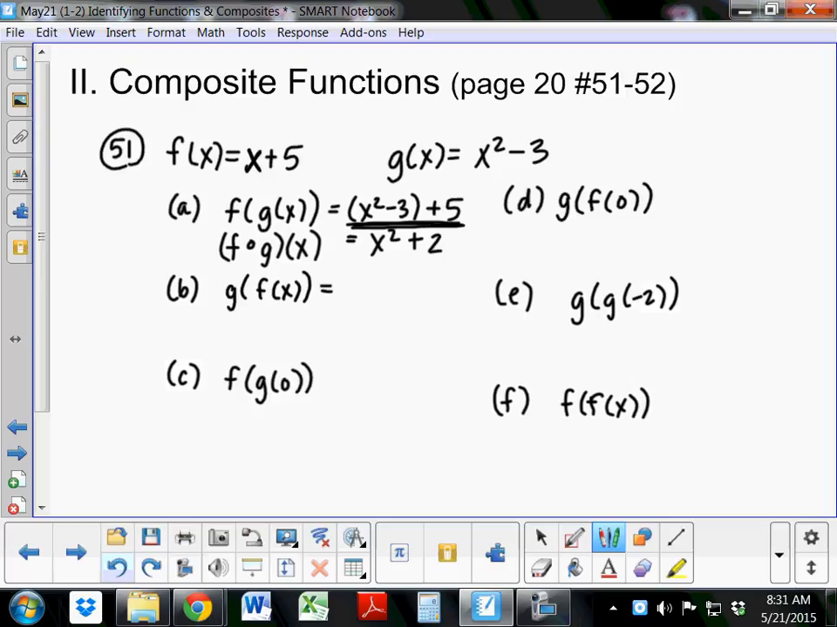When you put in x plus 5 squared minus 3. So that whole thing, everything that is f, goes where you see the x and g, and then you finish your function. So this was x squared minus 3, but then we have to simplify it too. And then minus 3. Good. That would be a simplified version of that.